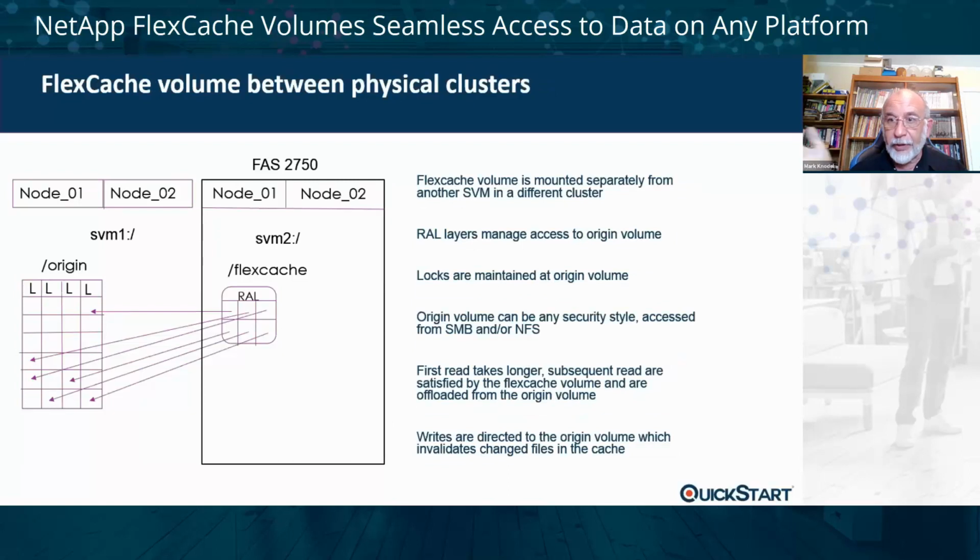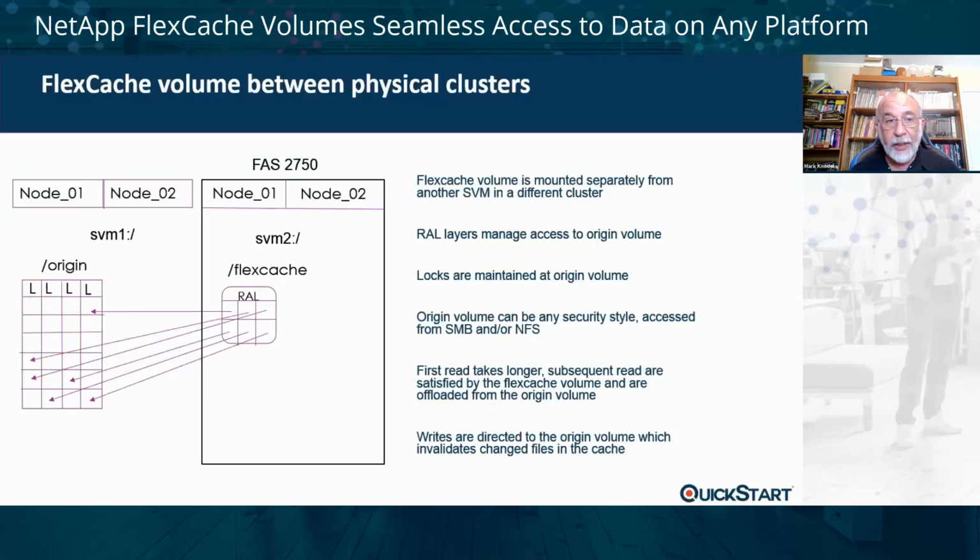Now, another option that we can do is we can replicate that data to another cluster. So that's what we see here. My FlexCache volume is in another cluster. This first cluster could be anything. It could be an all-flash FAS system. It could be anything, but in this case, I'm representing it as a physical 2-node cluster. And over here, I have a FAS 270, which is kind of a smaller, lower-end system, which is perhaps in some remote location acting as a cache.